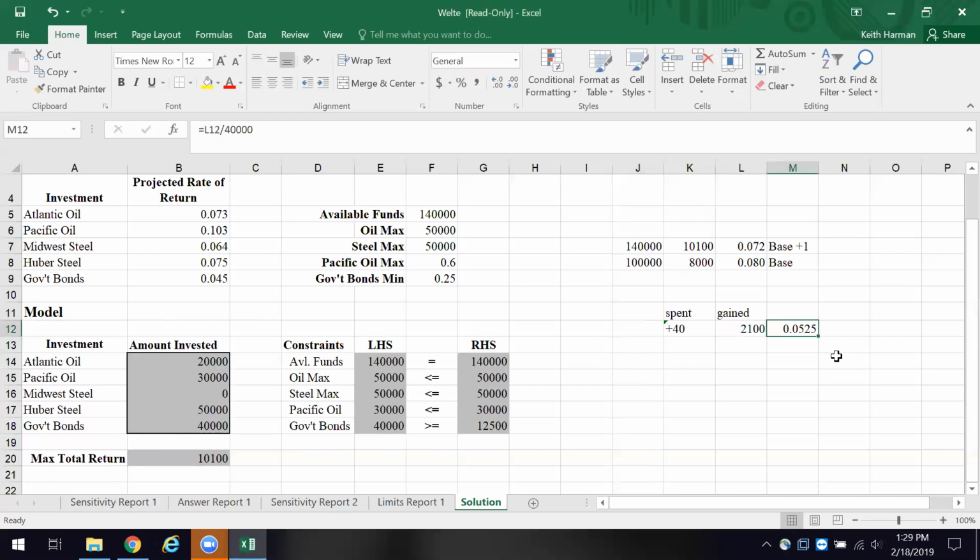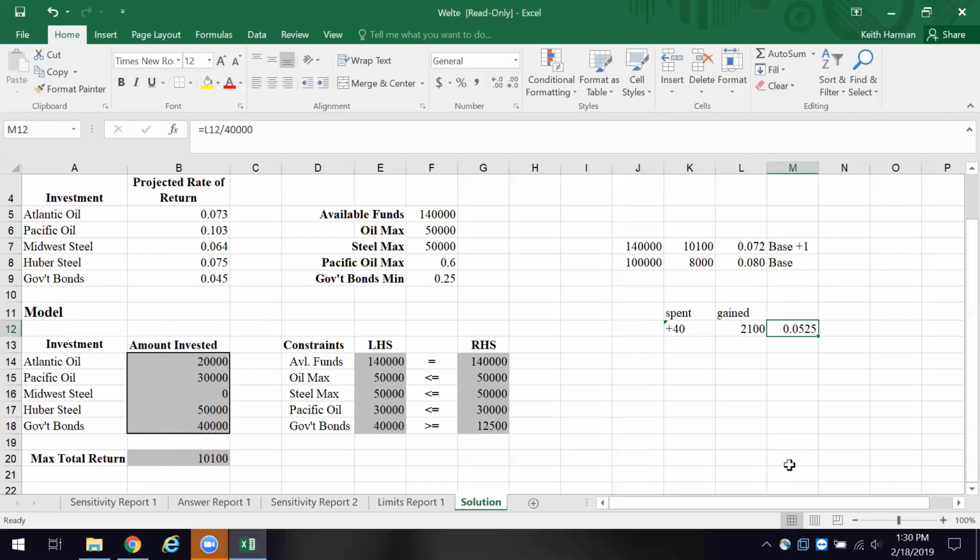And interestingly, it's 0.0525, which is very close to the government bonds. In fact, if you note, there's about a 0.8% difference here between base and base one. And you can see the increment over here.